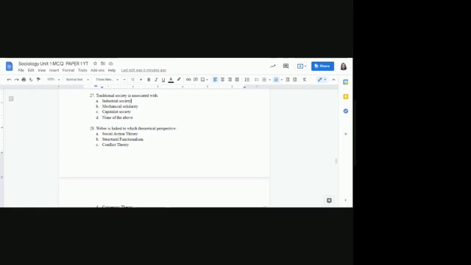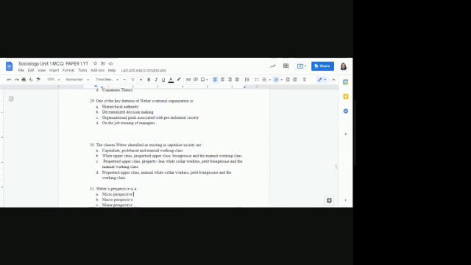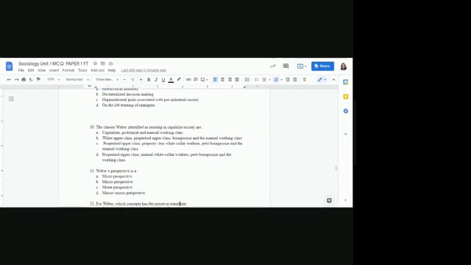In question 28, it reads, Weber is linked to which theoretical perspective? And the answer for that is A, the social action theory. Let's look at question 29. One of the key features of Weber's rational organization is, let's see what the answer for this is. Put on your thinking caps. Yes, it is A, hierarchical authority.